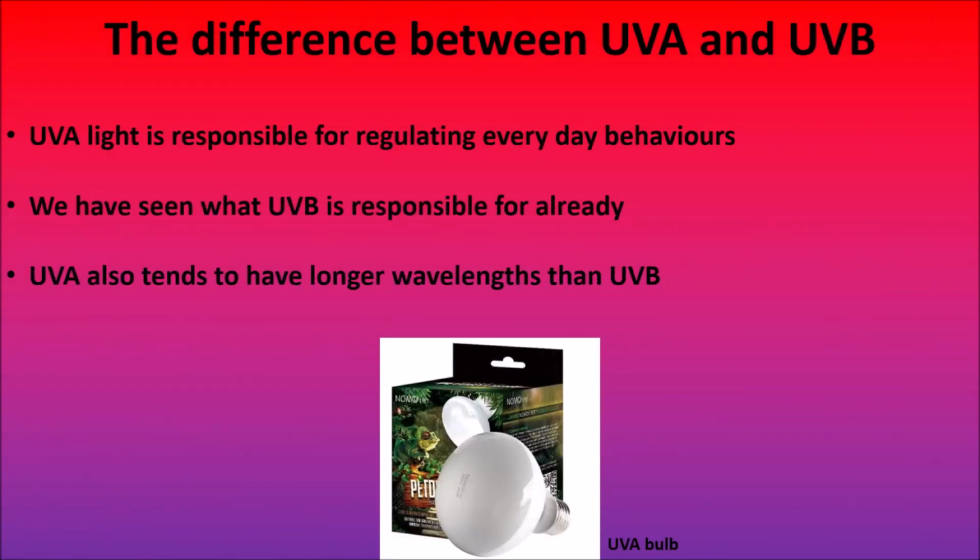Quickly, the last thing we're going to look at is the difference between UVA and UVB. UVA light is responsible for regulating everyday behaviors that reptiles do, and we've seen in the previous slide what UVB is responsible for. But another difference is that UVA also tends to have a longer wavelength than UVB. So both of these bulbs are important for different reasons, and you should definitely get one if you have a reptile in captivity, especially if they aren't exposed to the sun, because you can see what happens if they don't have the correct exposure.